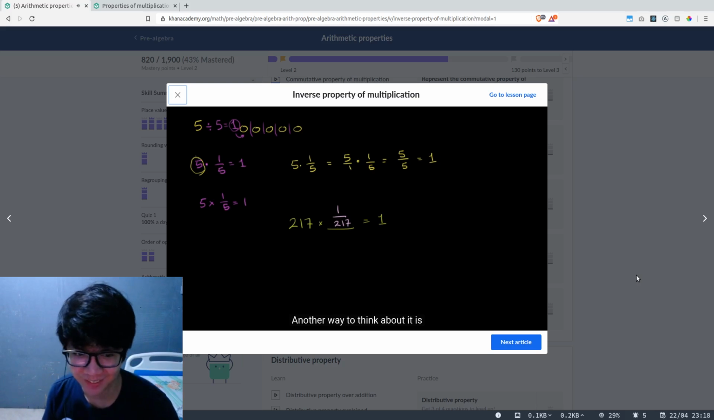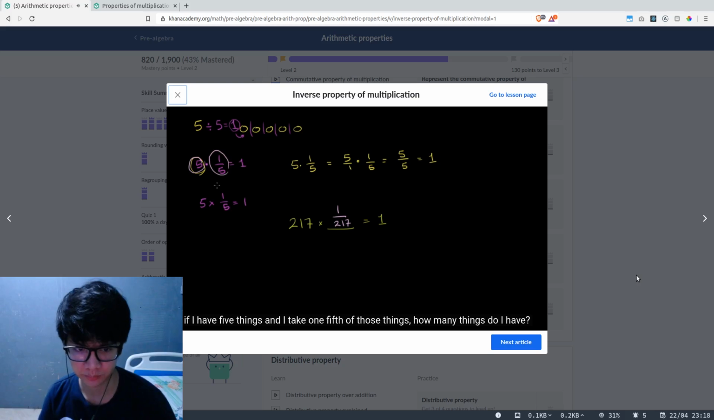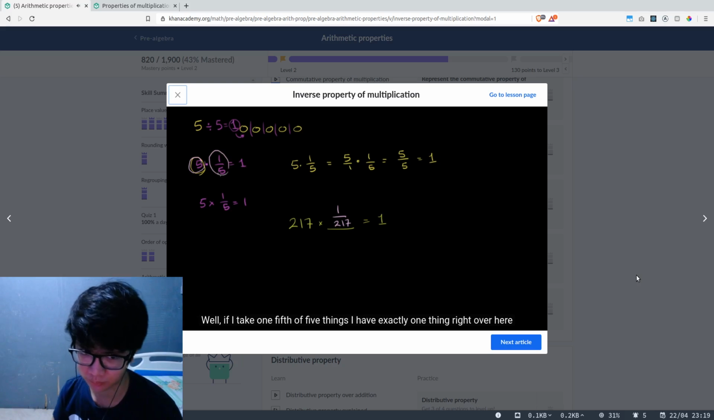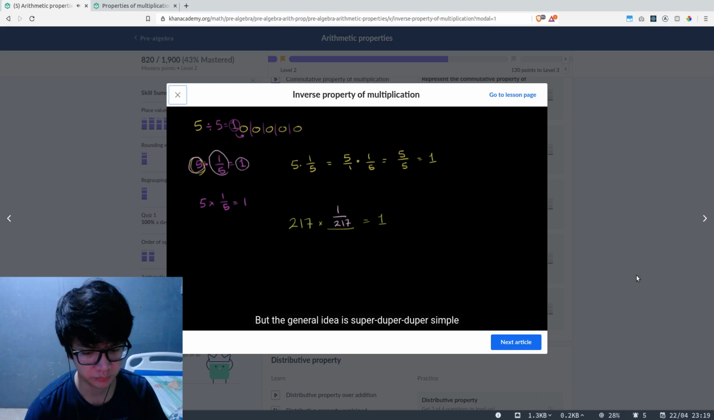Another way to think about it is if I have 5 things, and if I were to take 1/5 of those 5 things, how many things do I have? Well, if I take 1/5 of 5 things, I have exactly 1 thing right over here. But the general idea is super simple.